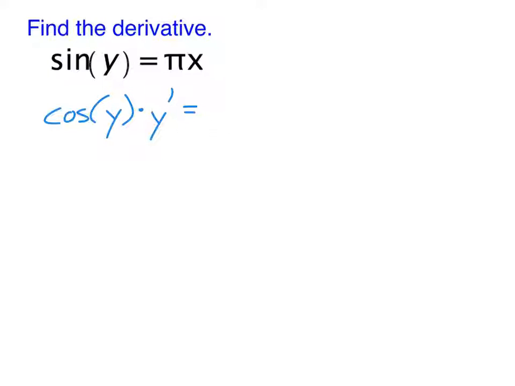Equals. Now we do the derivative of pi x. Now pi is just a constant, of course. So it might as well be 5x or 7x or something like that. The derivative is just going to be pi.